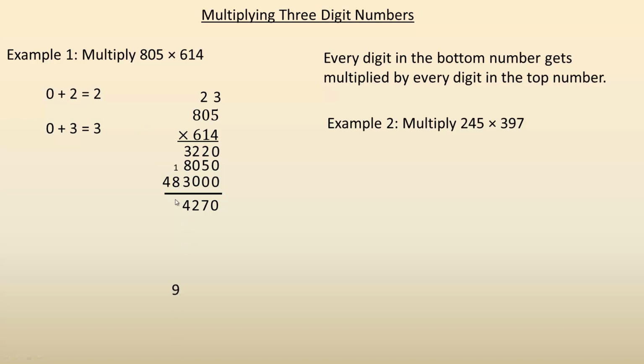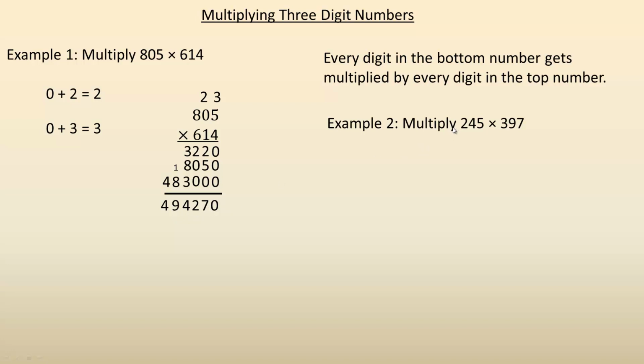1 added to 8 is 9, and of course there's nothing to add to the 4, so 0 plus 4 is 4. So the product of 805 and 614 is 494,270.